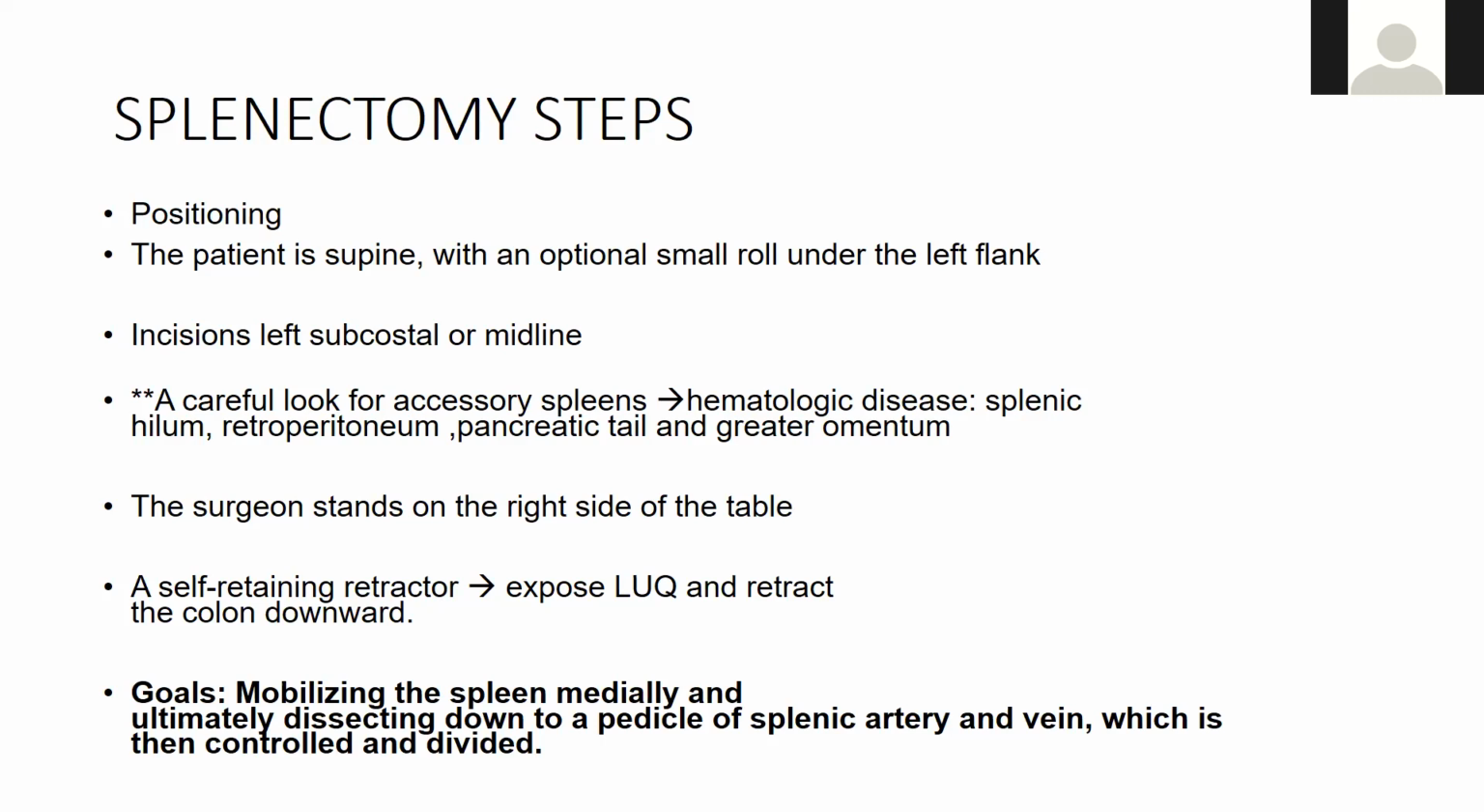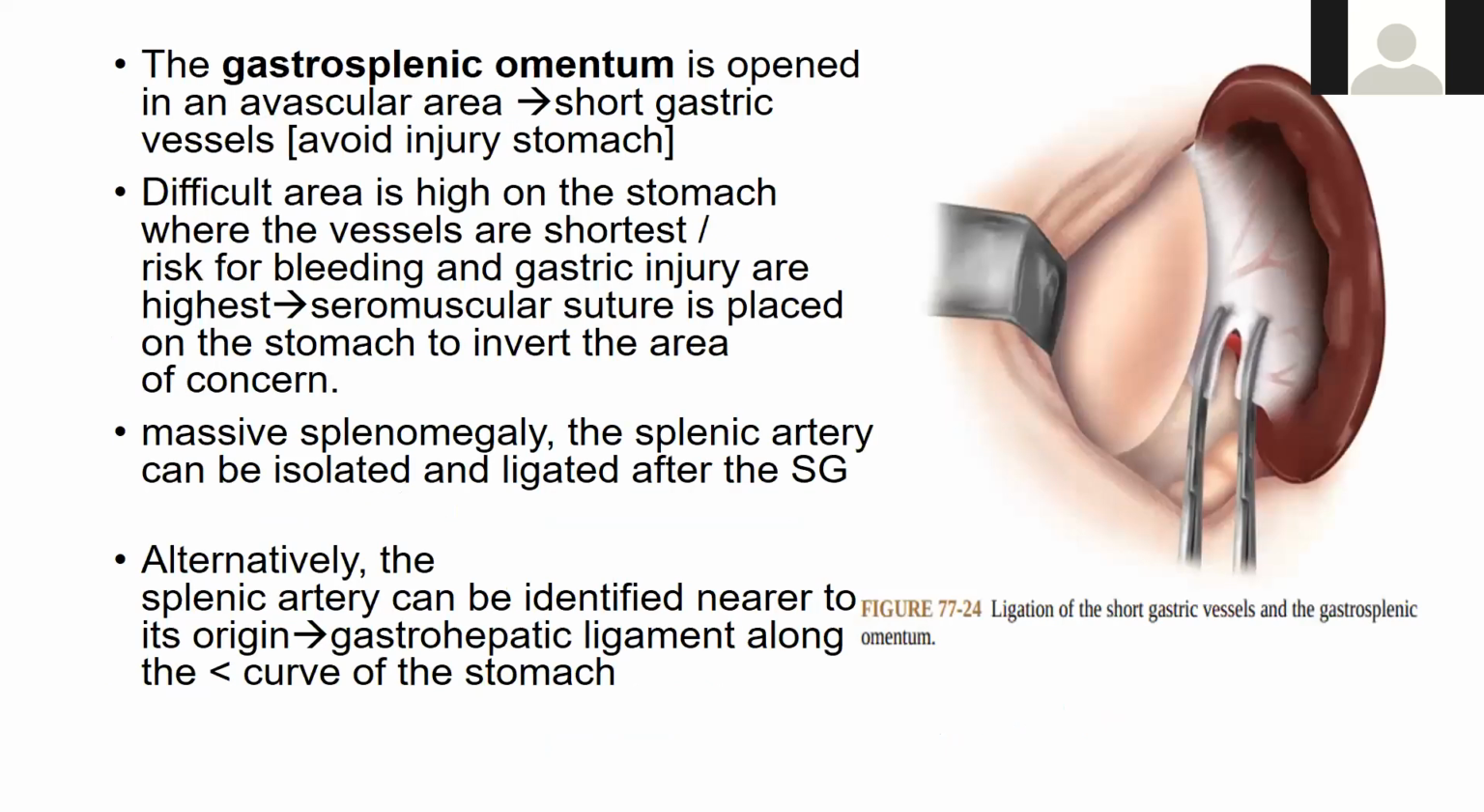Once you enter the abdomen, adequate exposure is key, where you expose the left upper quadrant. And if you're in a setting where you have retractors, you can retract the colon downwards. But the goal for this splenectomy is to mobilize the spleen medially, and you dissect down to the pedicle of the splenic artery and vein, which is then controlled and divided, and I'll explain this in the next few slides.